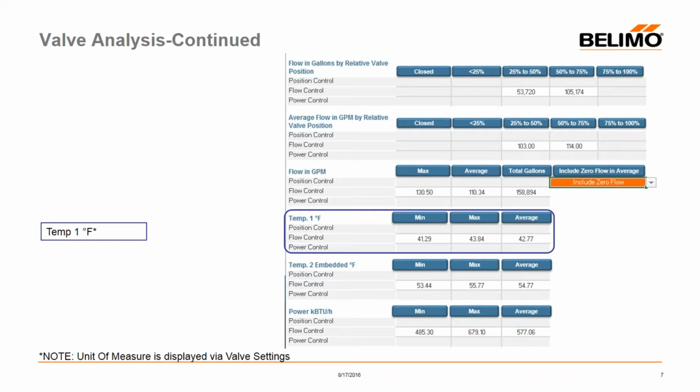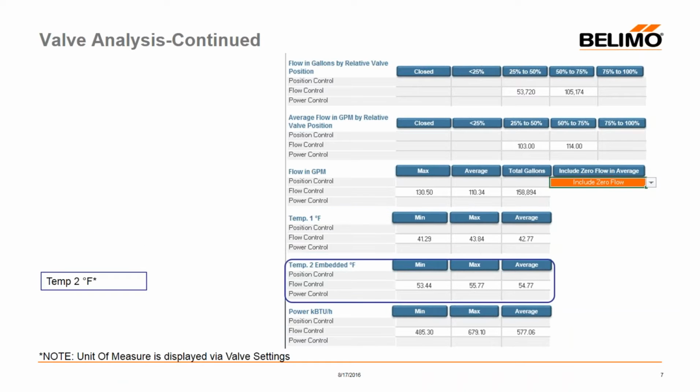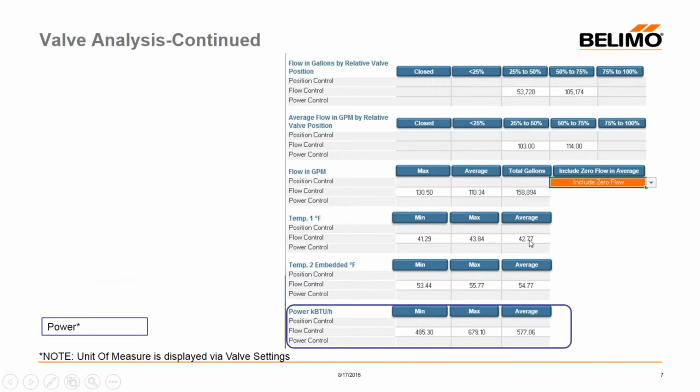But this is telling you what the minimum, maximum, and average T1 temperature is. And on the T2, it tells you what the minimum, maximum, and average temperature is. You can see here pretty much we're averaging about a 12-degree delta T, right? Pretty much across the board we're running 12 degrees, which is pretty good. Then you also have the same thing, min, max, and average when it comes to power or BTU output of that coil.